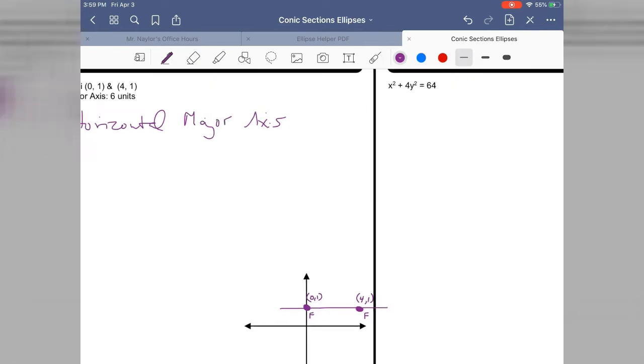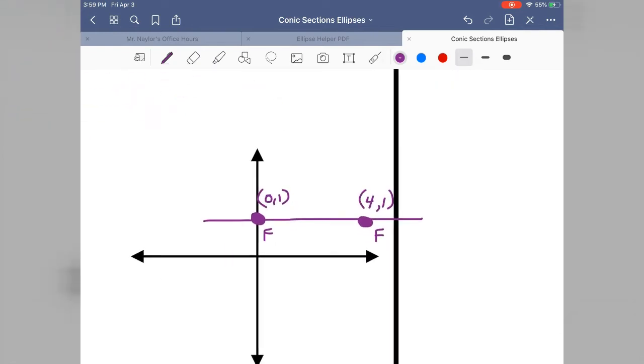And how about the center? We don't have the center, but it really would be the next thing that we can figure out. Now, the center is always going to be right between. It's always going to be the midpoint of your foci. Some of you might just be able to mentally find that midpoint.